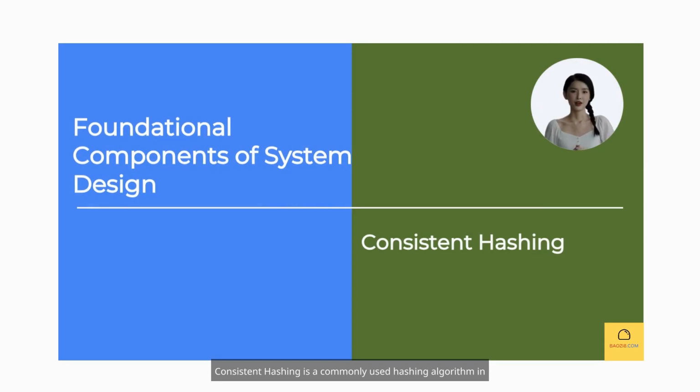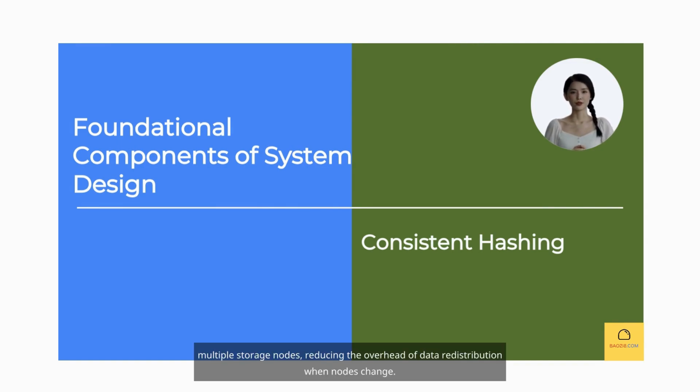Consistent hashing is a commonly used hashing algorithm in distributed systems, primarily used to distribute data evenly across multiple storage nodes, reducing the overhead of data redistribution when nodes change. It is widely used in distributed caching, load balancing, and distributed storage systems.